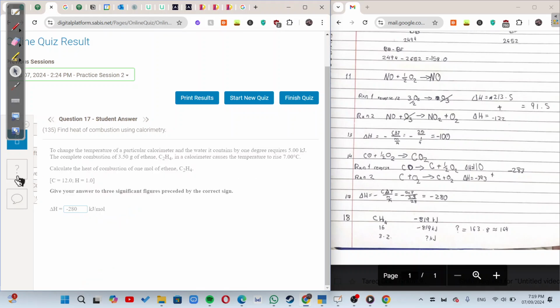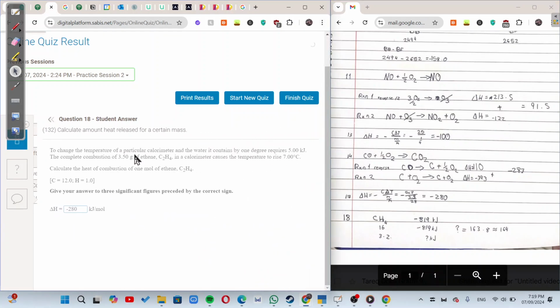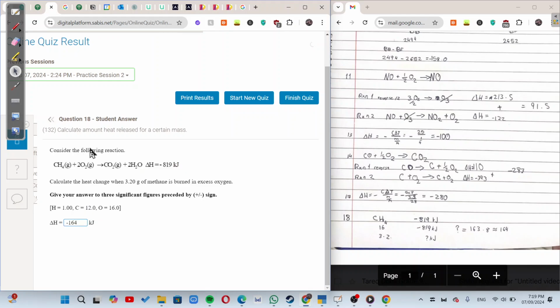So for the next question, again, this question is exactly like the one we saw up here in question 13. You need to do the exact same thing, which is delta H equals negative C delta T over M, which gives you negative 5 times 7 over 3.5 over 28. Put this in your calculator, you're going to get negative 280 as your answer. Now on to the last question.